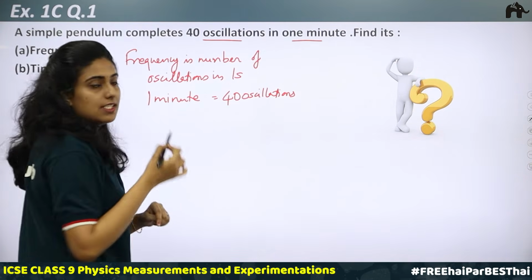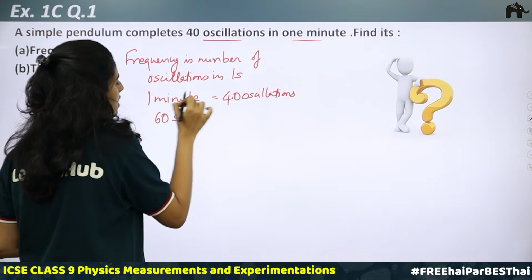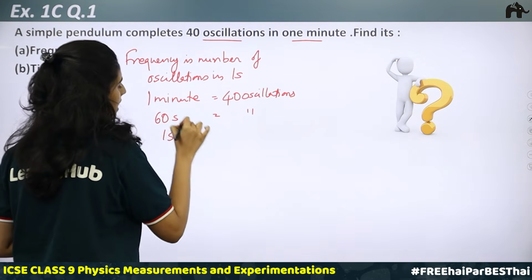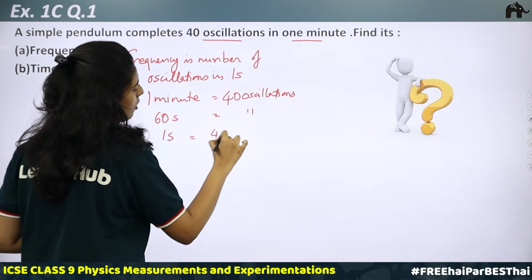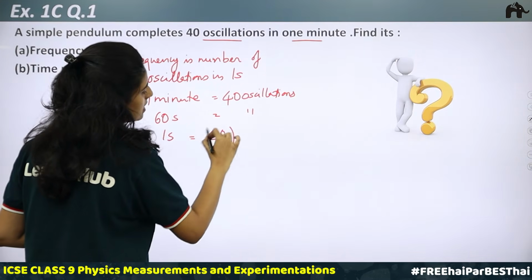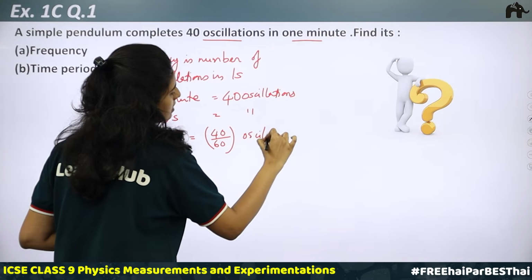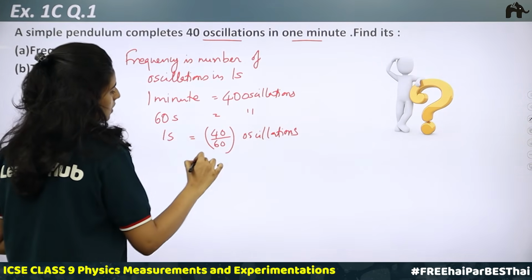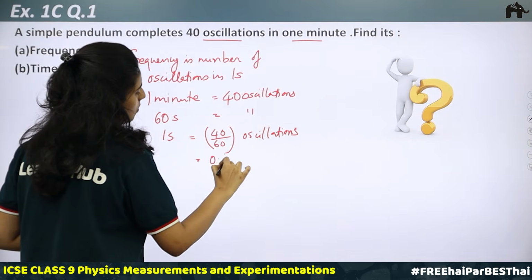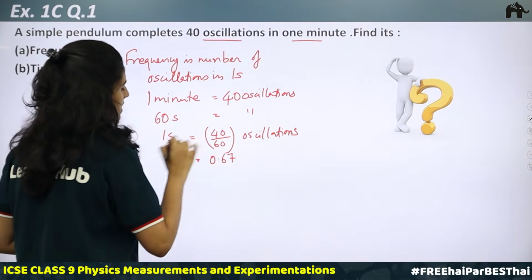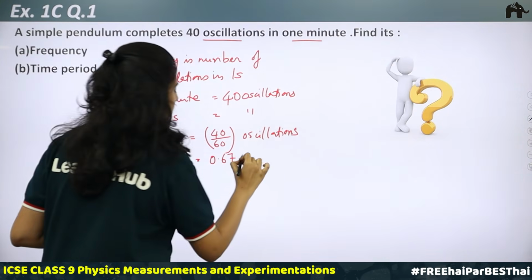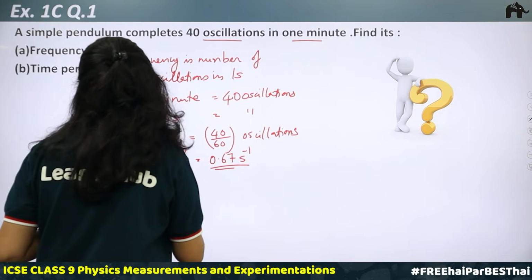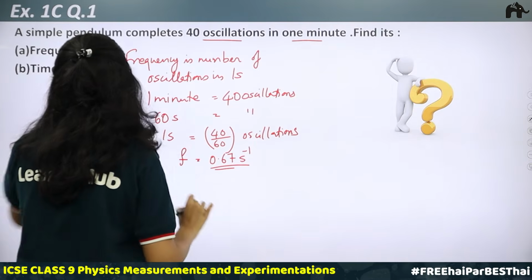Okay, 1 minute is equal to 60 seconds. So in 60 seconds we are having 40 oscillations. Then in 1 second the number of oscillations will be 40 by 60 oscillations. That is equal to 0.67. So the frequency F is equal to 0.67 second inverse. Second inverse or hertz you can put. Okay, next B part of the question, we have to find time period.